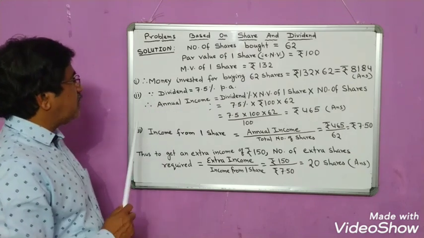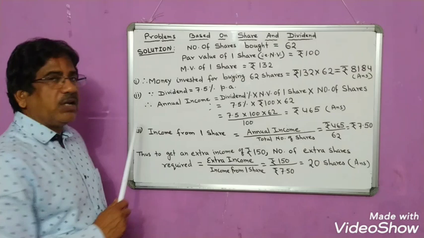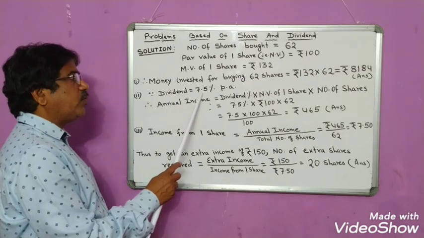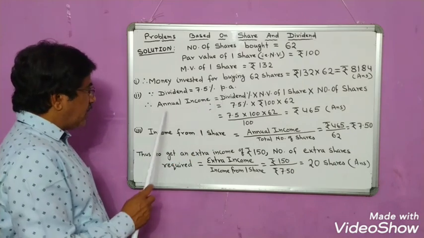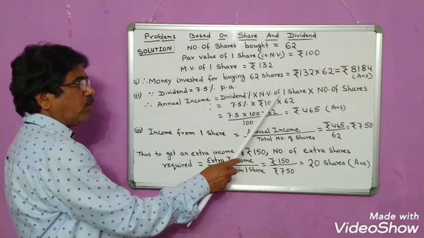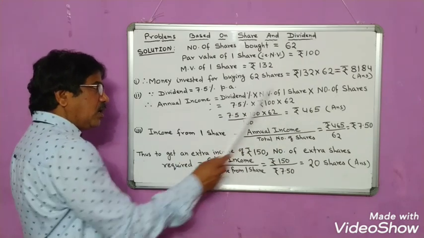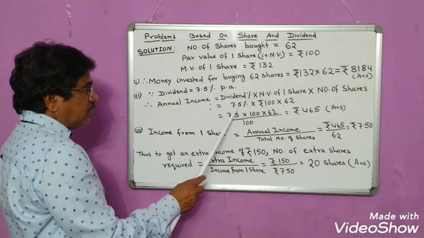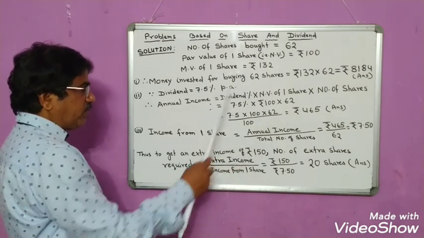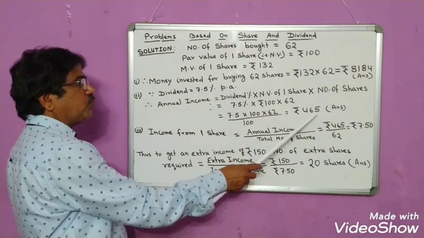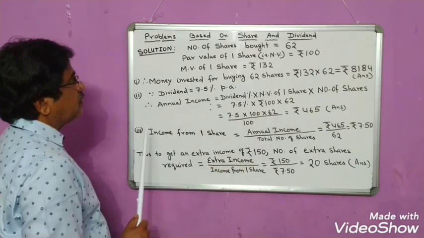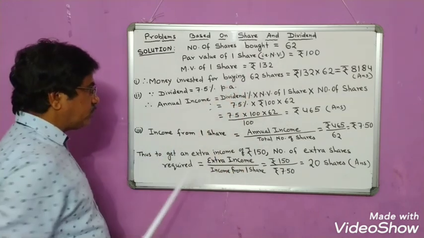Then in the next part you have to find out the annual income. The dividend rate is again given in the question as 7.5% per annum, and the formula for annual income is dividend percent into nominal value of one share into number of shares. Put the values: 7.5% into rupees 100 into 62, simplify it and get the answer as rupees 465. So this is the annual income of the man from 62 shares.